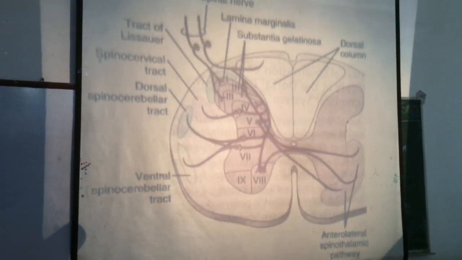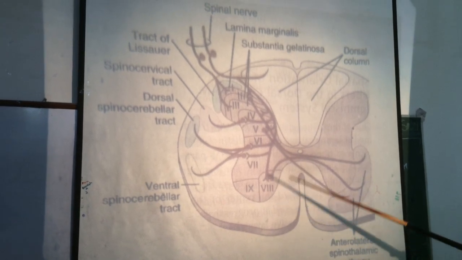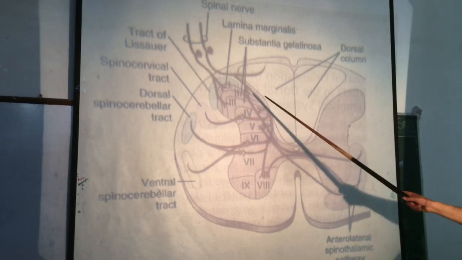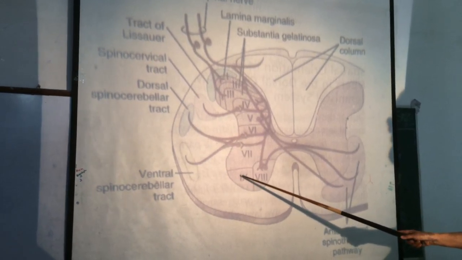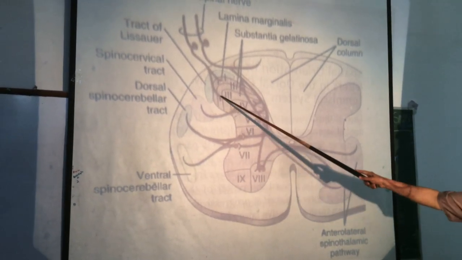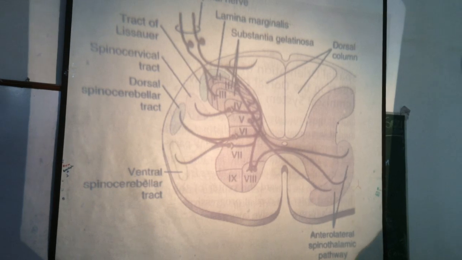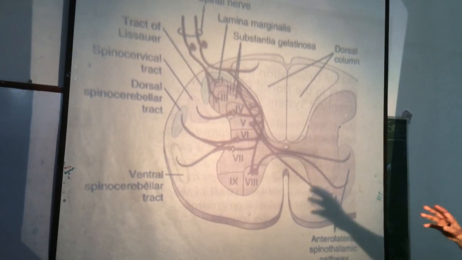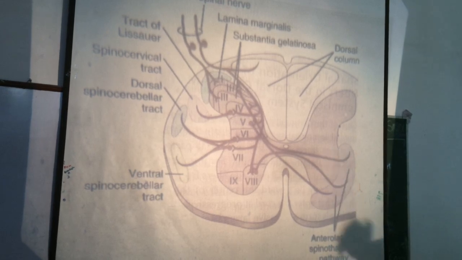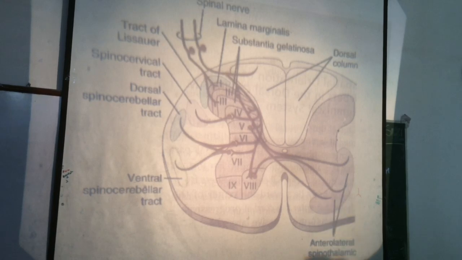Now keep in mind that the gray matter of the spinal cord is also divided into 9 laminae, starting from 1 to 9. We discuss these laminae when we discuss the ascending or sensory tracts. So this was about the physiological anatomy of the spinal cord, and then about the nerve cells in the gray matter of the spinal cord. Right? Thank you.